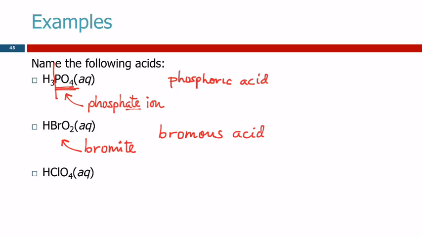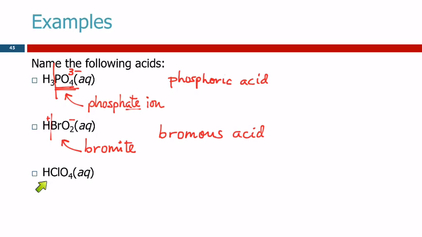What we were talking about, the number of hydrogens being equal to the charge. Phosphate has a 3- charge. Phosphoric acid has 3 hydrogens. Because these are hydrogen ions, they're each +1. So to balance out the -3 charge on the phosphate, we need 3 hydrogens. The charge on bromite is -1, and so then we just need 1 hydrogen ion.